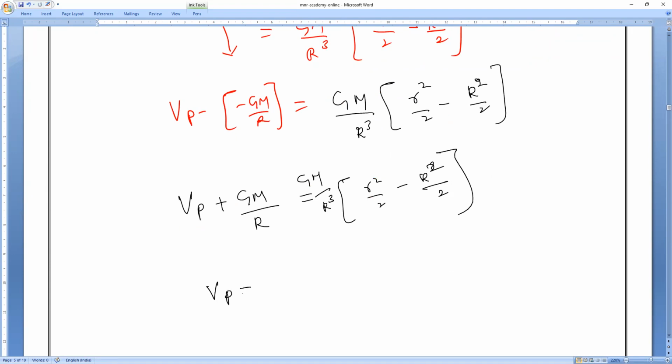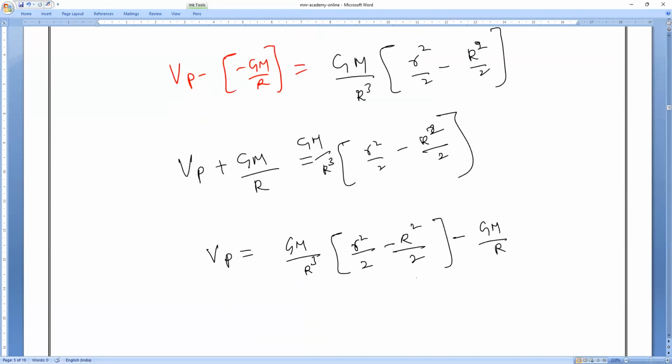So now this Gm by R will come this side. What will become, guys? Then because we want to find only P, so V at that particular point. So Vp is equal to what will happen? Gm divided by R cube into here. You can all notice it, everybody. So I'll take it as R square by 2 minus, sorry, R square by 2 divided, minus R square by 2, okay, into this. Gm by R will come this side. What will become, guys? Minus Gm by R. Will you all agree with me? Please respond, guys. Yes.